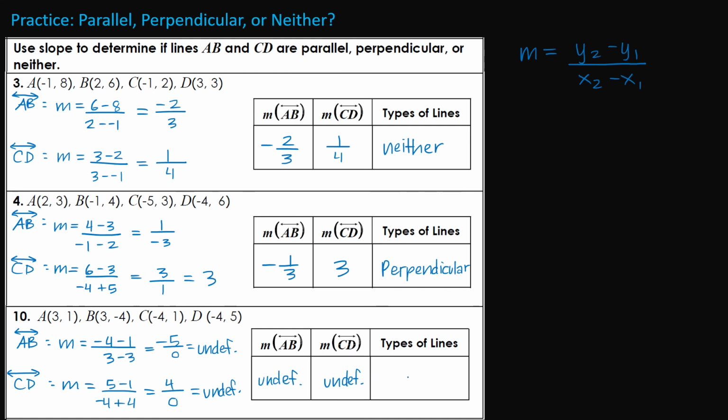That means they have to be parallel to each other. Even though undefined isn't a number, it's the same slope. We're still trying to divide by 0 on both of these slopes. So, parallel lines it is.